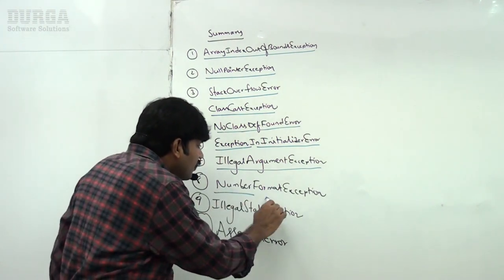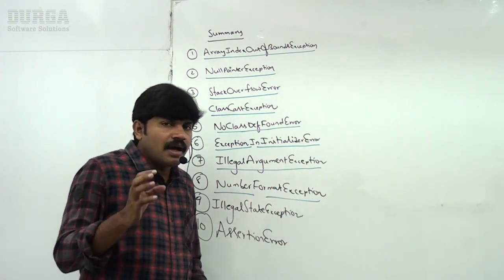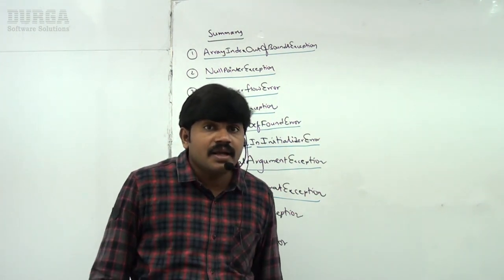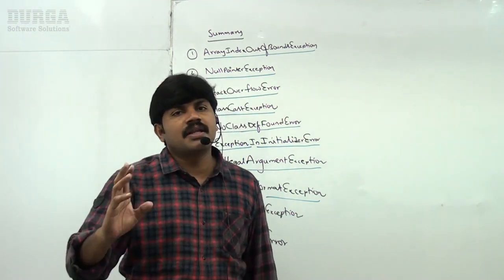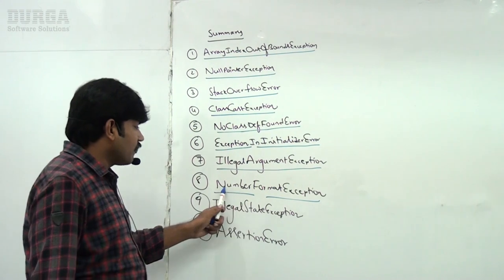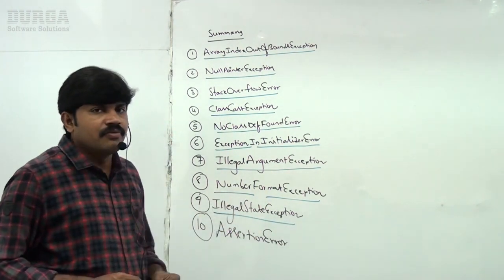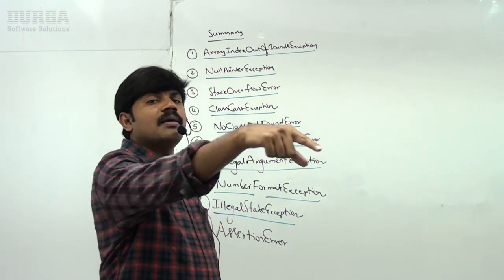Next, number format exception. Sir, I'm trying to convert a string to a number, but the string internally does not represent a number. Then obviously we are going to get what? Number format exception.